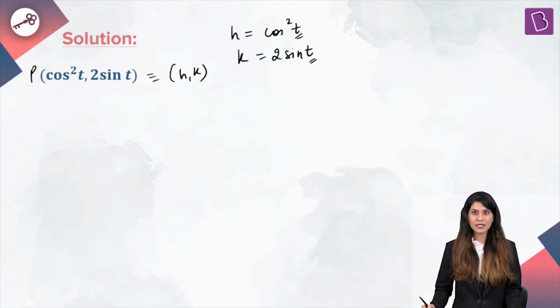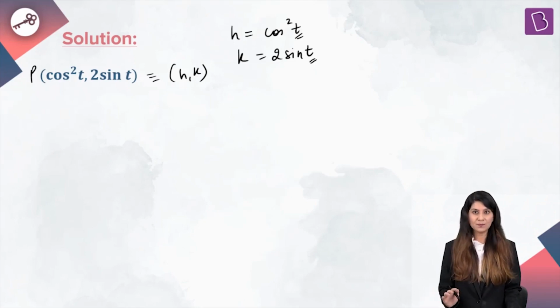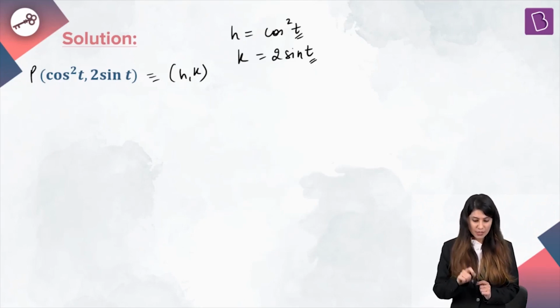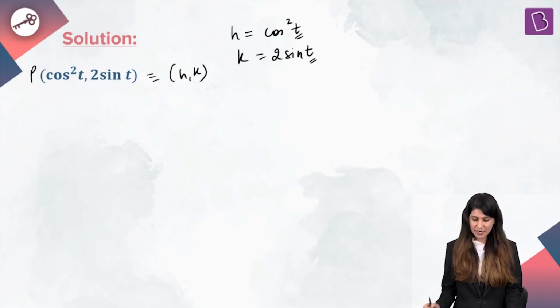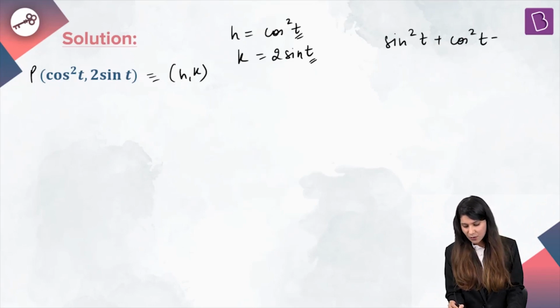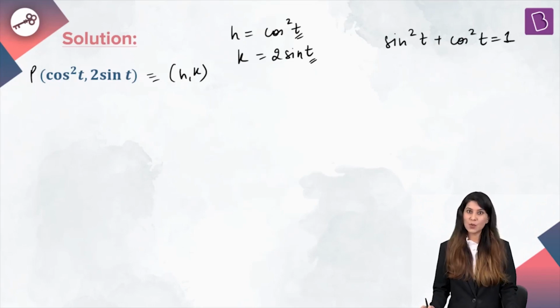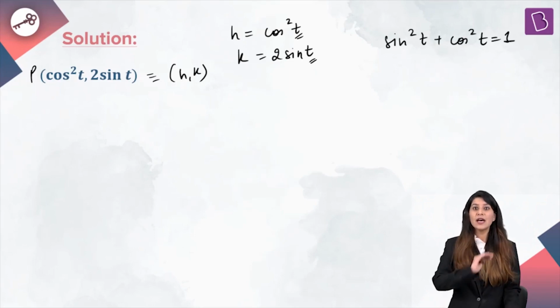Are you getting my point? Now the focus is all about that we want to eliminate this t somehow. So what do we know about cos t and sin t? How to eliminate the terms, the equations related to cos t and sin t? Well, the answer is very, very simple. We do know a relation between cos square and sin square, which is nothing but cos square t plus sin square t is equals to 1. Now we just need to put the values of sin t and cos t in this equation. t will automatically get eliminated.